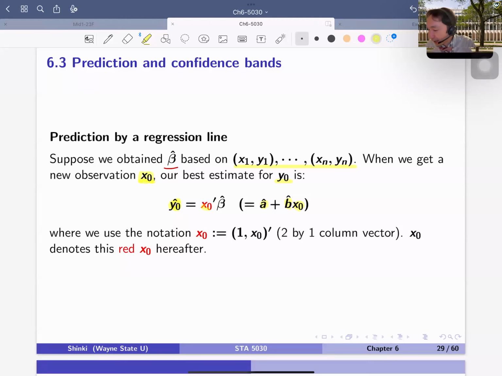And here the x naught, the red version of x naught, is a vector of 1 and x naught. So basically we have a and b, and we have to calculate a plus b times x naught. That is the product of the two matrices, or the inner product of two vectors: 1, x naught and a, b.